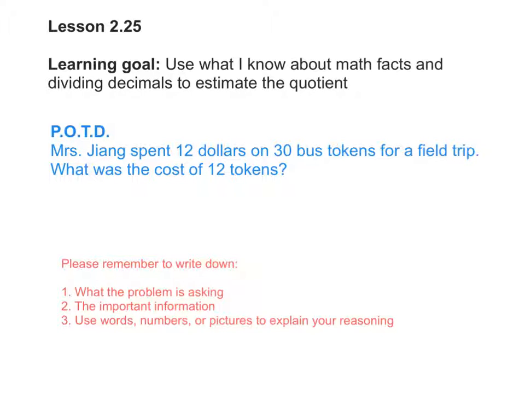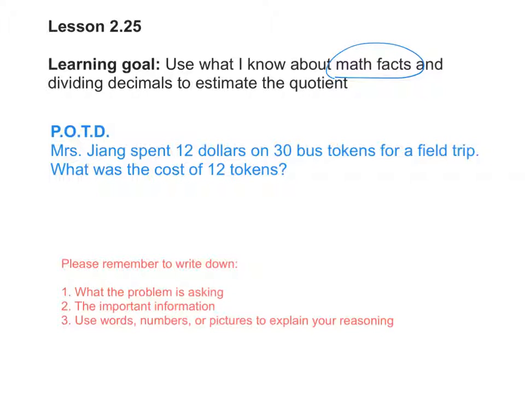The learning goal you've written down for yourself today is to be able to use what you know about math facts and about dividing decimals in order to estimate the quotient. So let's break that down a little bit. We're going to be using our knowledge of math facts. What are math facts? Reagan? Like 5 times 2. Yeah, multiplication facts, right? Okay.